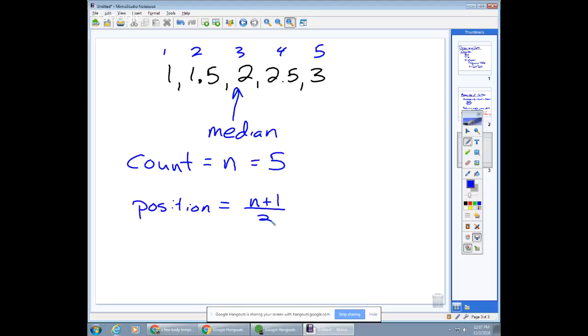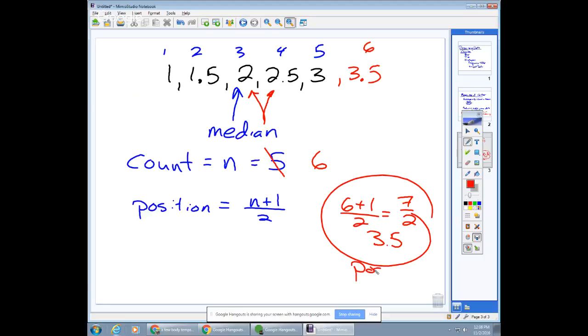If I threw a sixth number into this, then there are no longer 5 items, there's 6. So I do 6 plus 1 over 2, which is 7 over 2. 2 goes into 7, 3.5 times. So I would have to look for the median between the third and fourth numbers. This tells me the position of the median.